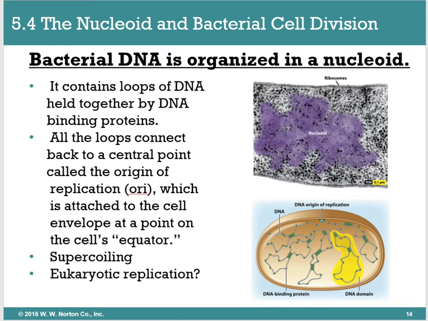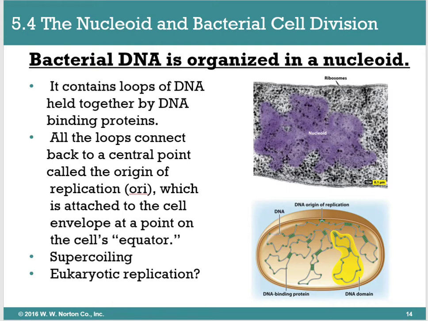the nucleoid is a way of the bacteria organizing its DNA. It's held together by DNA binding proteins. And then also that all the loops will connect to one center point, and that one center point is called the origin of replication. And the way that they keep their DNA so compact is through supercoiling. So that's the biggest thing I want you to get from this slide, okay, guys?